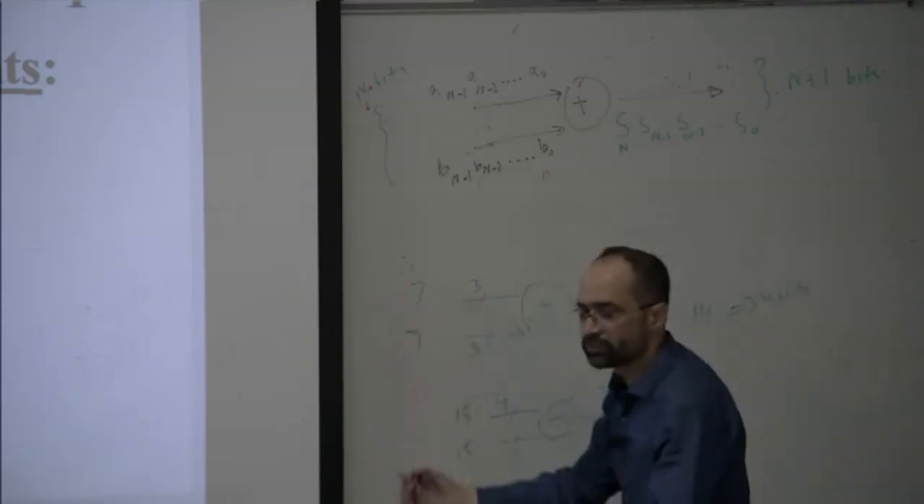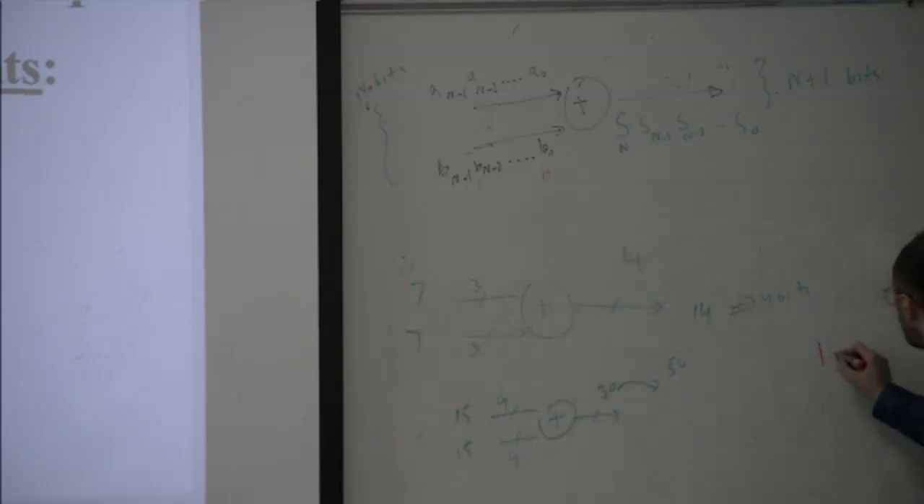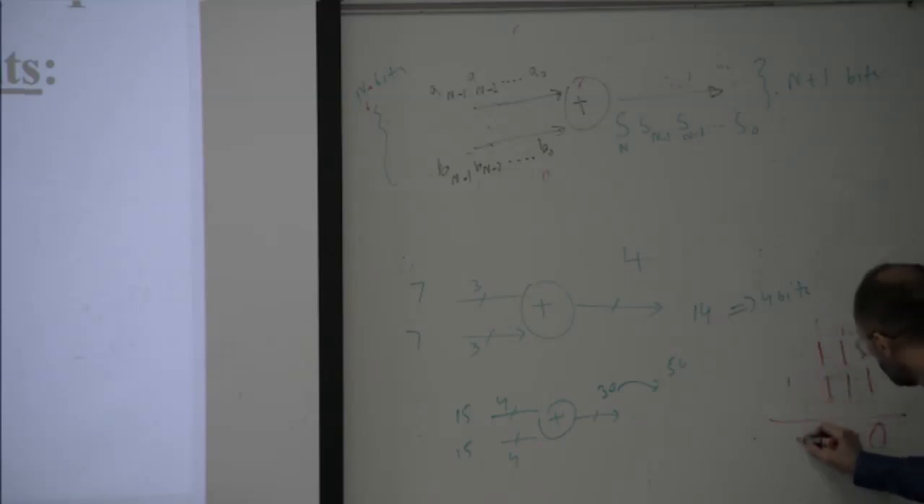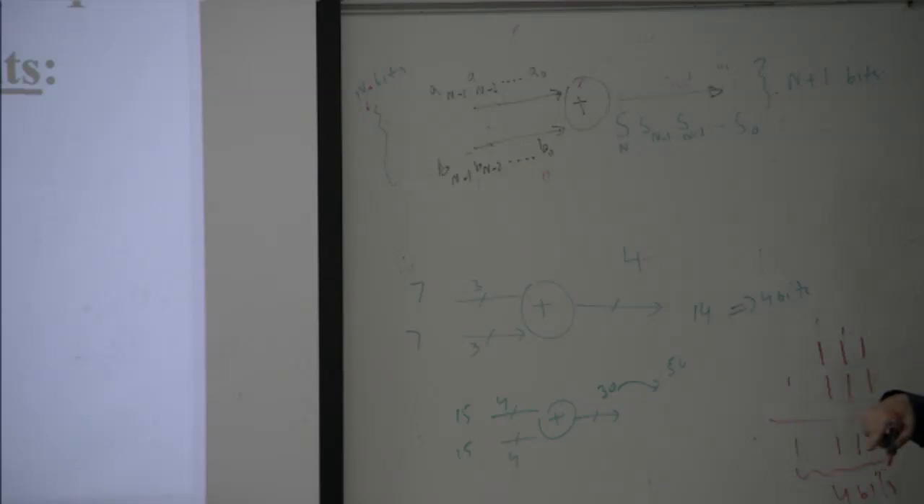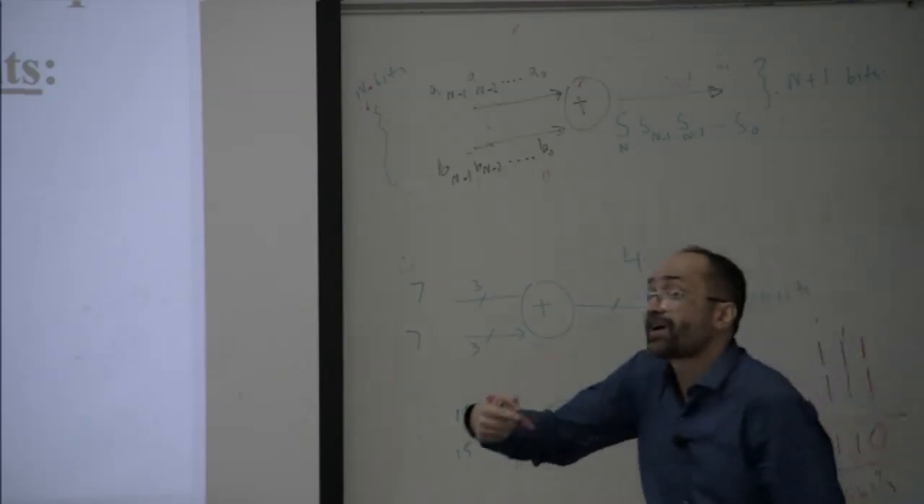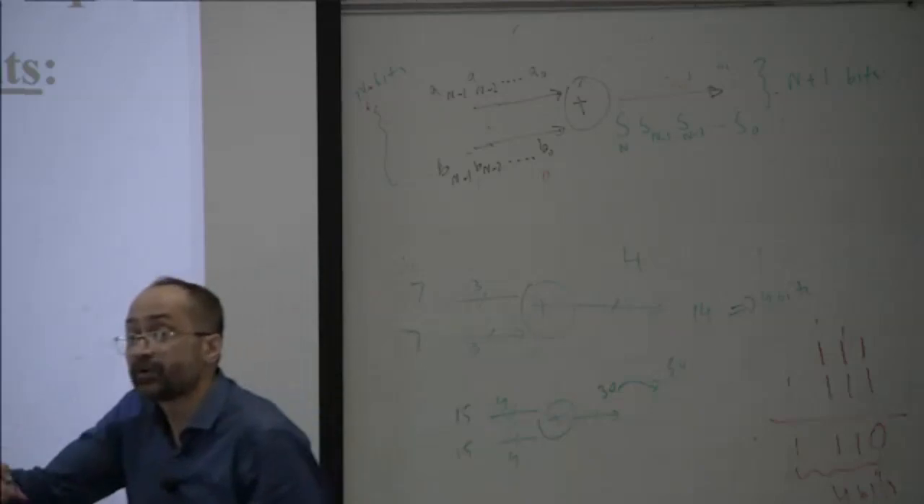So 7 in 3 bits, the maximum value is 1 1 1. You add 1 1 1 and 1 1 1, and the result is 1 1 1 0, which is 4 bits. The inputs are 3 bits each.